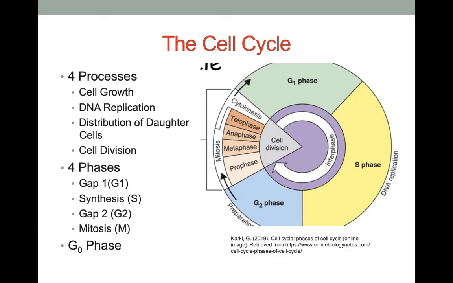So if there's a cell injury, they might activate the cell cycle again to try to repair that. But if they enter back in from the G0 phase, they will come back into the G1 phase and pick up the cell cycle from there.